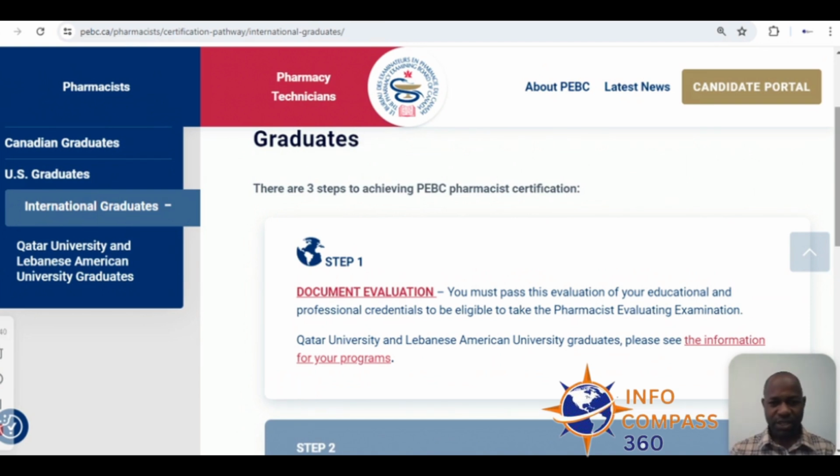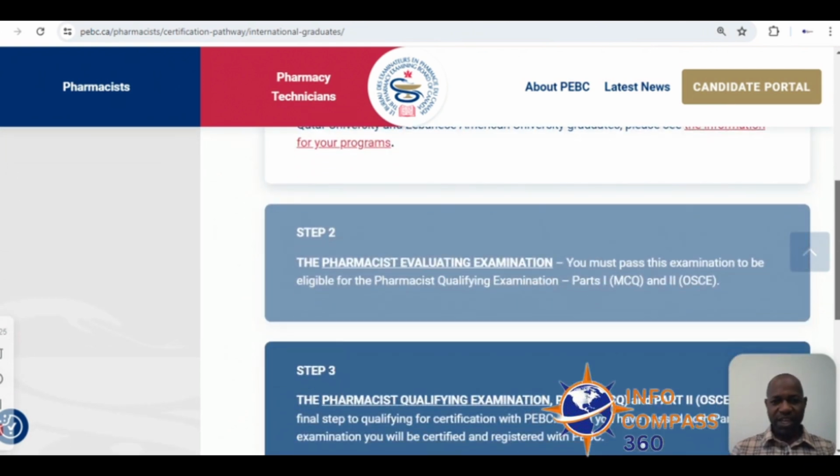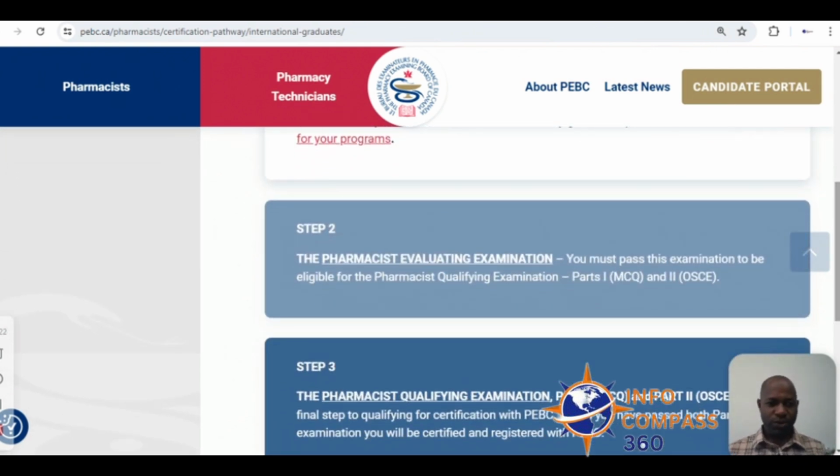which starts with the document evaluation, where you must pass this evaluation of your educational and professional credentials to be eligible for the pharmacist evaluating examination. So your next step would be the pharmacist evaluating examination, and in that you have to pass the exam to be eligible for the pharmacist qualifying exam, parts 1 MCQ and 2 OSCE.